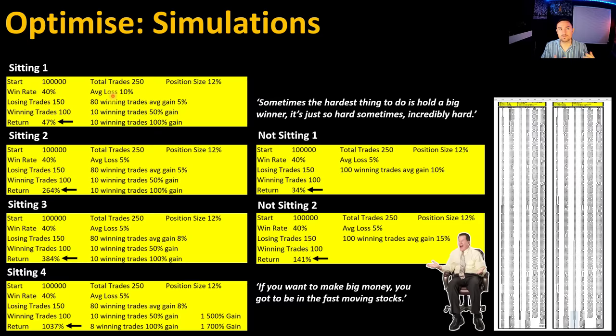strategy. Where are you targeting your average gain? Why are you doing it? What are your sell rules about? What are you trying to achieve there? What does the math actually indicate? What is more optimal? Is it optimal to try and sit for big moves? Is it better to take lots and lots of small winners and have really, really small losses?